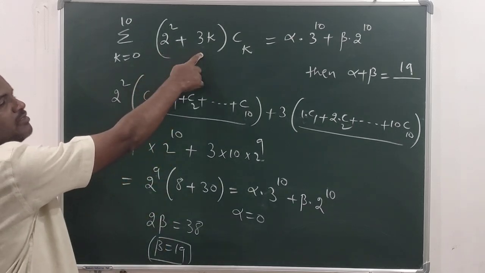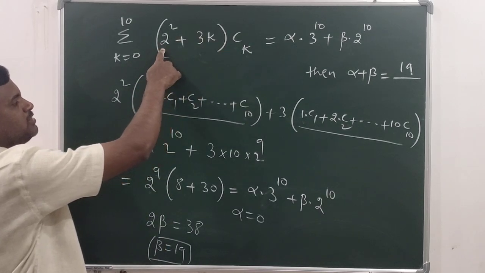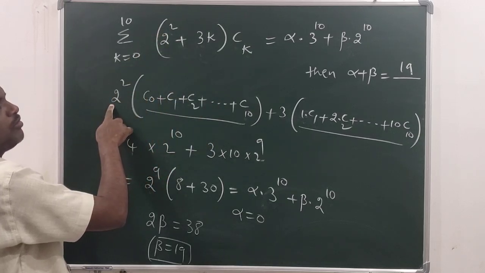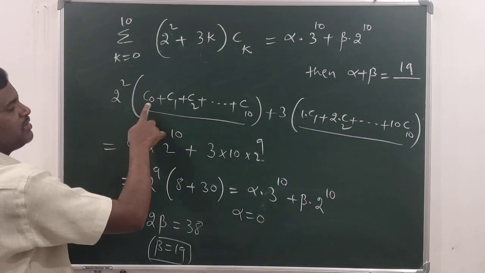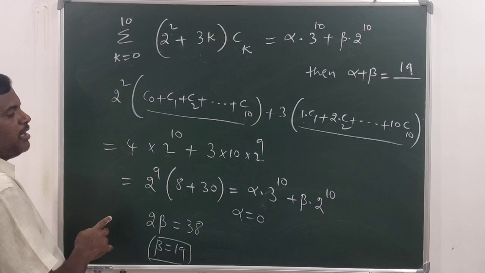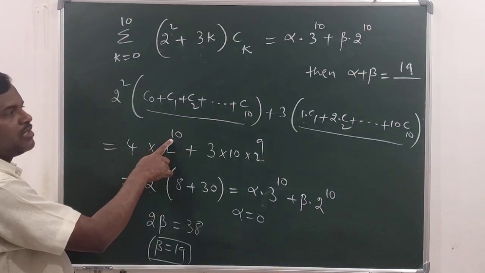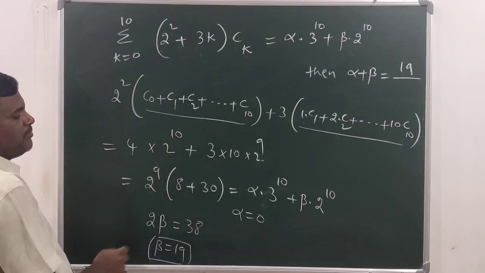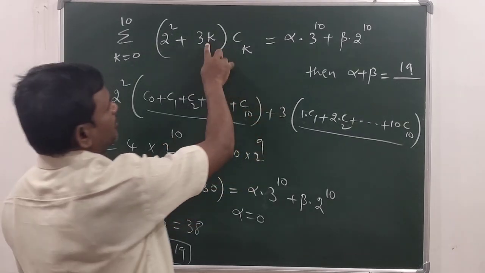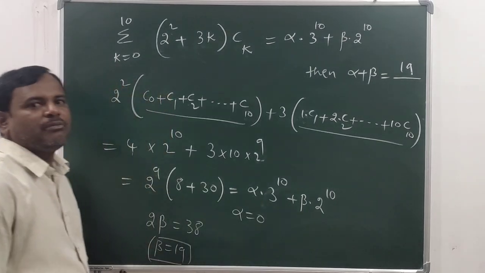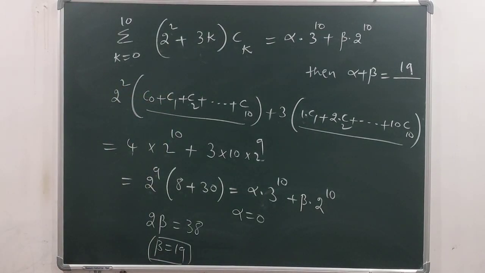So this is given. I have sent this one inside, so I have expanded it and got this one. 2 square value is 4, 4 into this one, the sum of the first 10 binomial coefficients, whose sum is 2 power n. So here 2 power 10. Now here 3 I took common, whose sum is n into 2 power n minus 1. Yes or no, students? n into 2 power n minus 1.